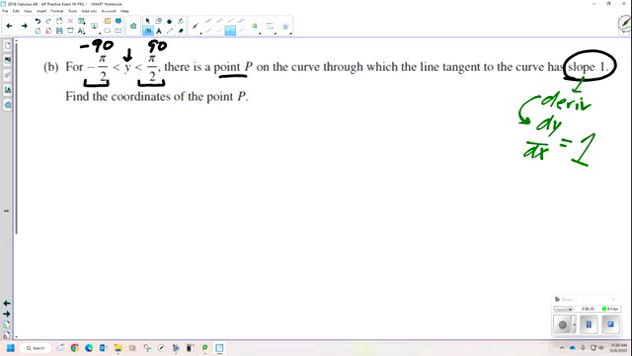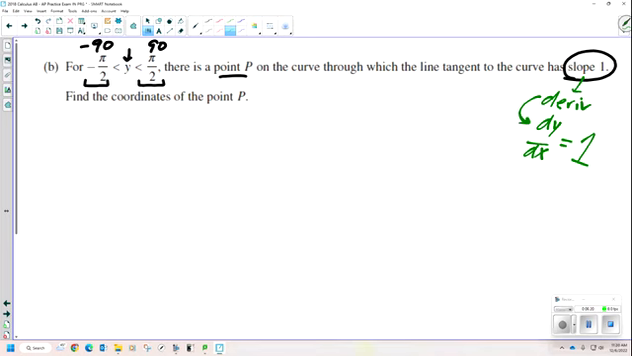Now, I'm no math genius here, but I know that my numerator will never change. It will always be 2. 2 over what gives me 1? Well, 2 over 2 is the only way I can get my fraction to be 1. That means this denominator right here has to be 2.